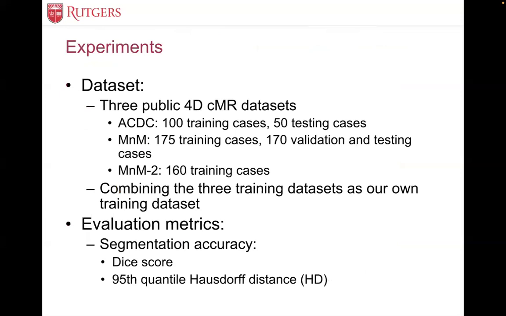For the experiments, we collected 3 public 4D cine MRI datasets, and we combined the 3 training datasets as our own training dataset. To evaluate the mask propagation accuracy, we use dice score and Hausdorff distance as the evaluation metrics.